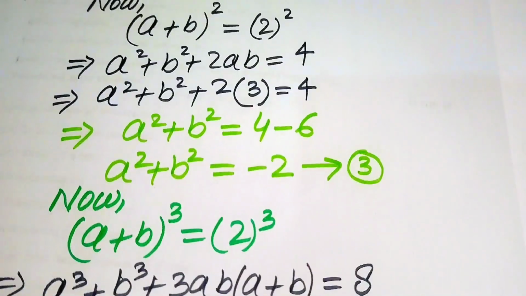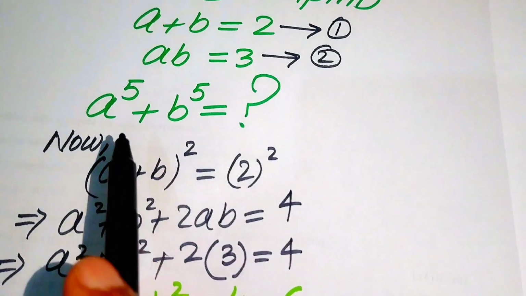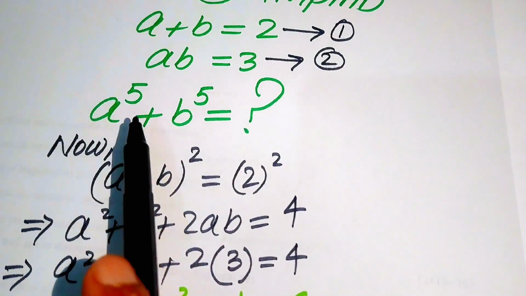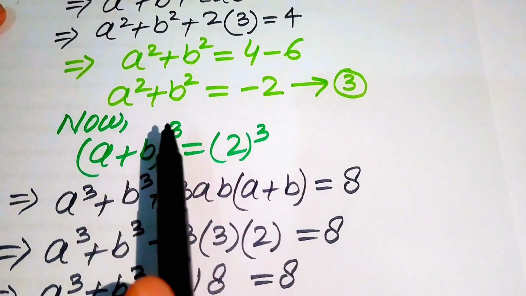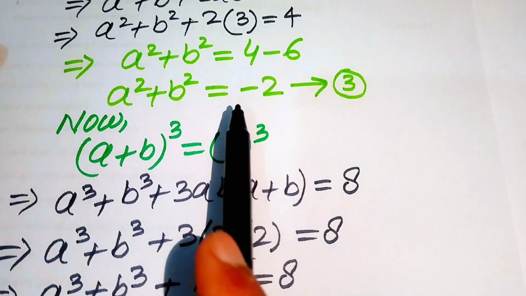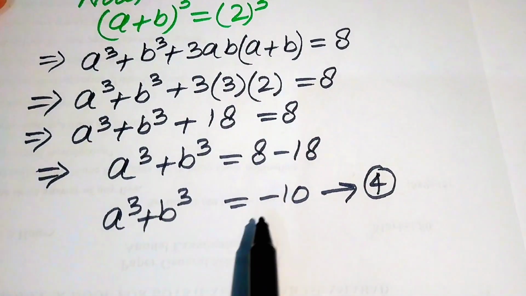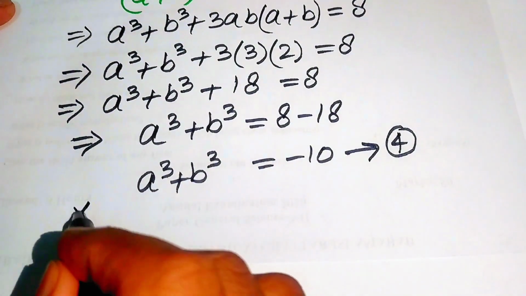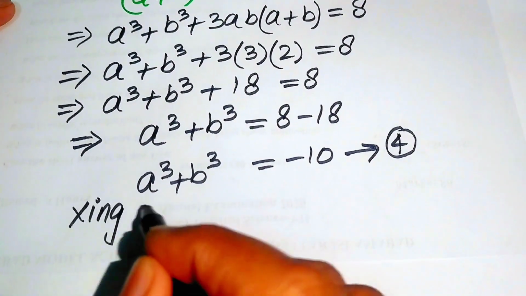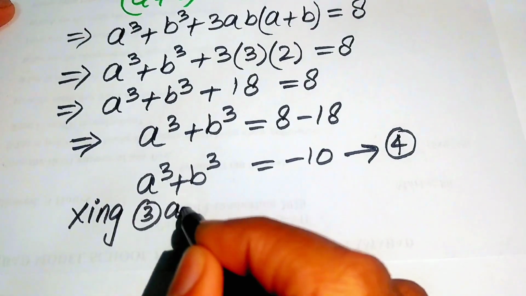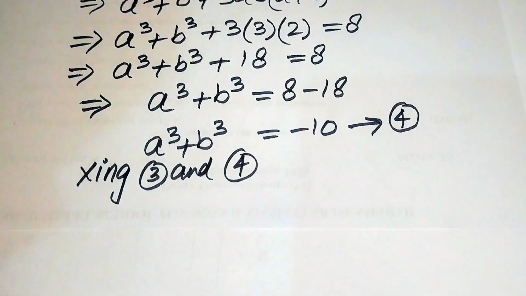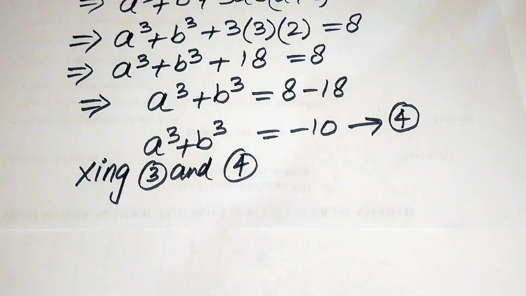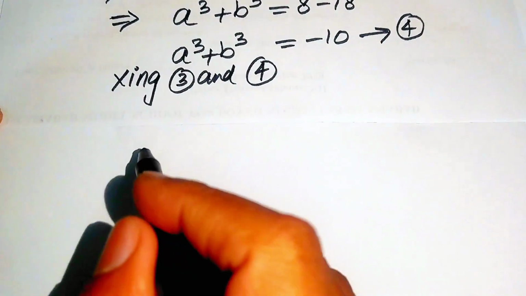So now we move towards our main target. Our target is to find the value of a to the power of 5 plus b to the power of 5. In order to find this value we need to multiply equation number 3 and equation number 4. So here we just write multiplying equation number 3 and equation number 4. Here we multiply both of these equations, and we get its output in this form.